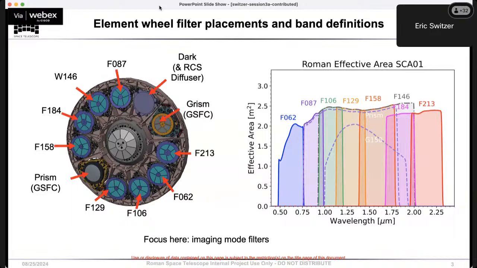This slide shows the element wheel assembly and all of its filters. I'll be focusing on the imaging filters labeled with F and also W146. For more information about the spectroscopic elements, the GRISM and the PRISM, please see Evan's poster in the meeting here. On the right are the passbands for each of the imaging channels.